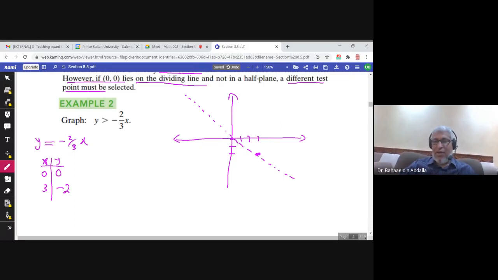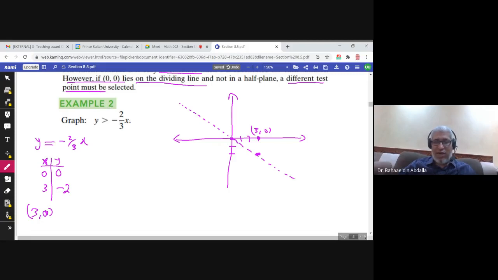All right. Now I cannot choose 0, 0 as usual, because 0, 0 belongs to the line. It is on the line. So I cannot choose 0, 0. I have to choose another point. Choose any point, either in this half or in this half, but do not choose any point on the line. For example, this point. This point has coordinates 3 and 0. It does not belong to the line. It is on the upper half. So I will select 3, 0, and this is my test point.